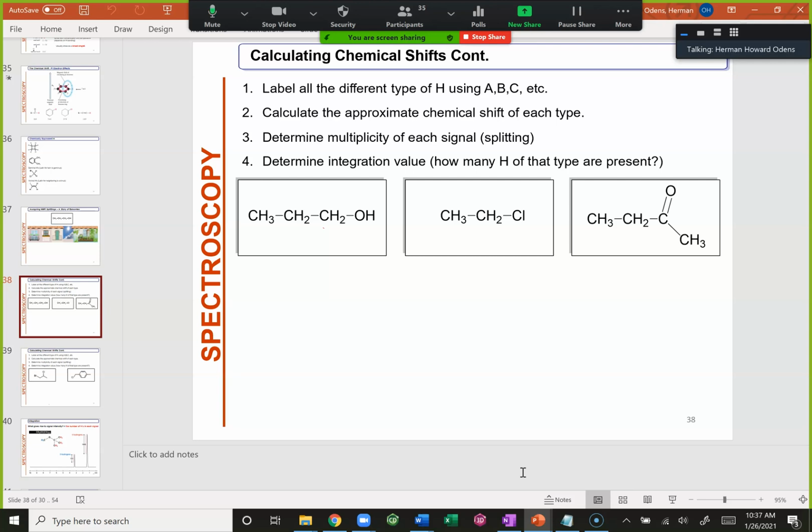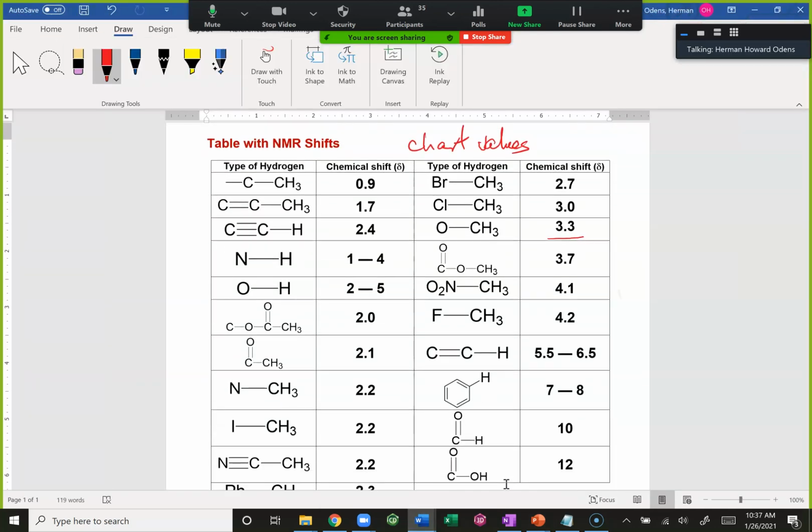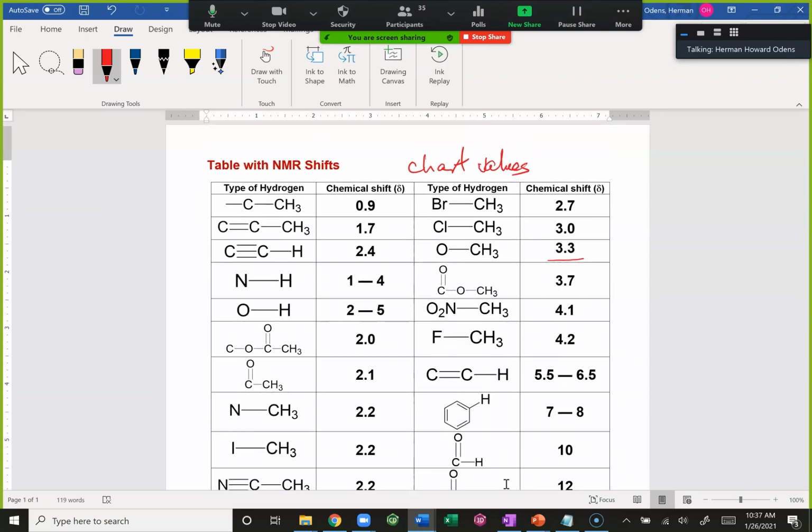So once you learn how to do this, you'll be lights out good in the lab or in the milestones. I want you to get good at this. So what are we doing here? First we're going to label the different types of H using letters like A, B, and C. Labeling is important. So from left to right, I'm going to arbitrarily label all this A, B, C, and D. I'm also going to be using this chart. This chart's what's going to help you out tremendously to get those values, and we're going to see how that works.